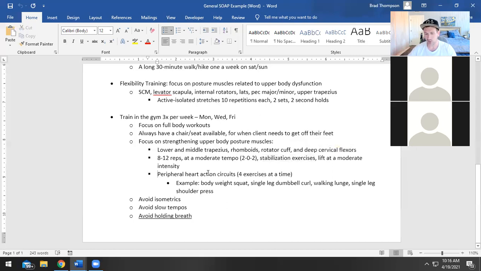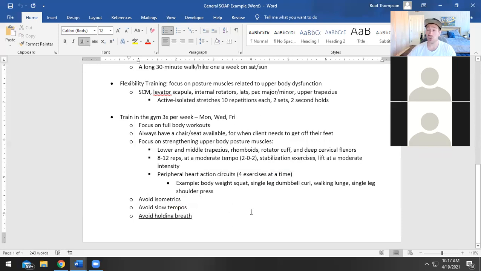And we are going to build peripheral heart action workouts. So an example would be doing a body weight squat, followed by dumbbell curls, followed by a walking lunge, followed by a shoulder press. Legs, legs, biceps, legs, shoulders. Lower, upper, lower, upper, right? So you can see, I put a little special notes down here. Avoid isometrics, avoid slow tempos, and hugely important for hypertensive clients, do not let them hold their breath. That only increases blood pressure.